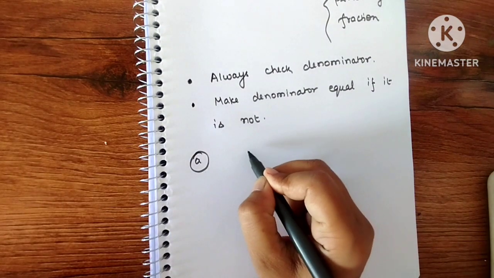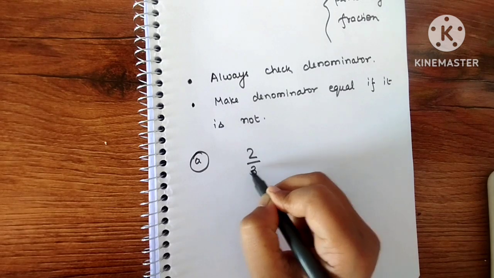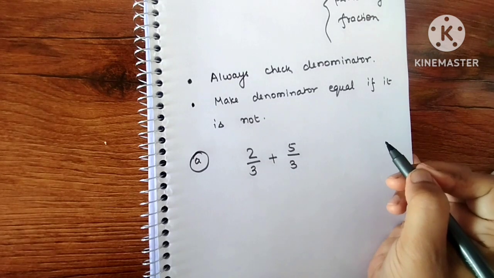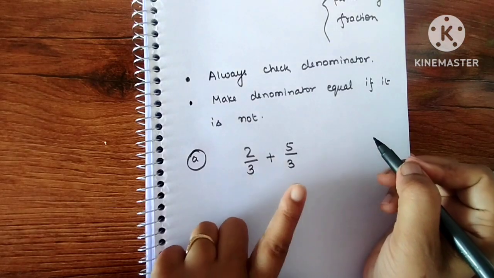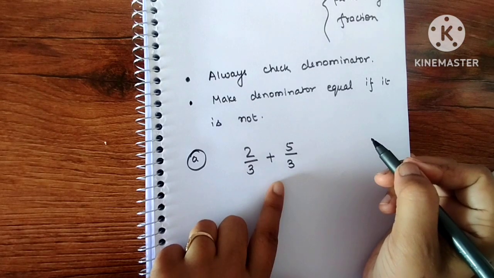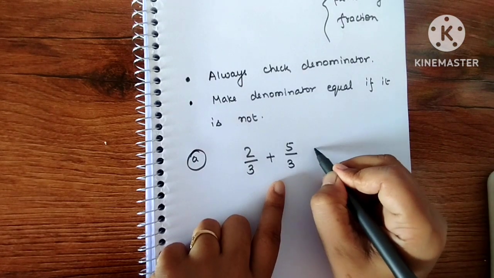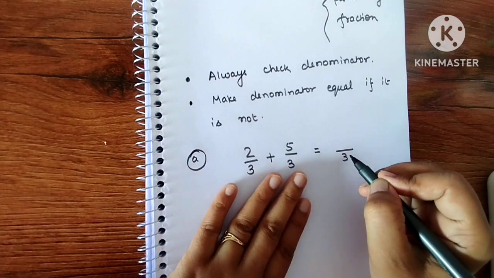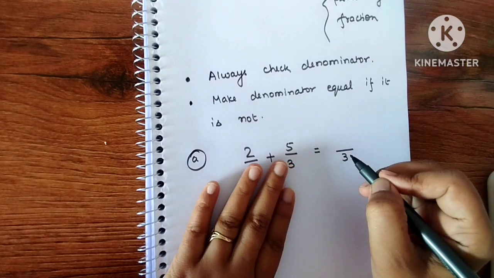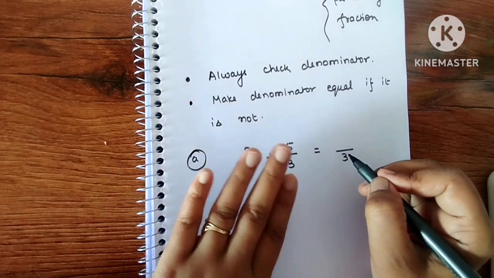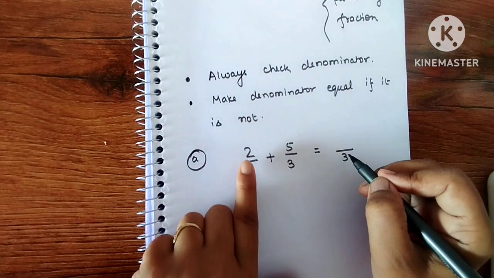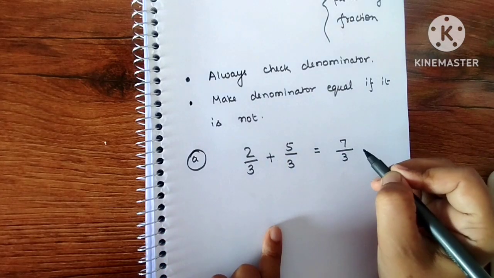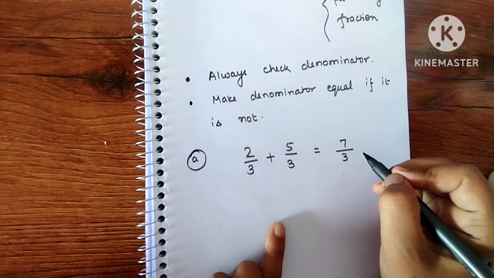The first question is 2 upon 3 plus 5 upon 3. What I told you, what do you need to check first? Denominator. Are the denominators equal or not? Yes. So what do we do? We just copy the denominator. Don't do any addition or subtraction in the denominator. We always do that in the numerator. Clear? So 2 plus 5 gives you 7. So my answer is 7 upon 3.